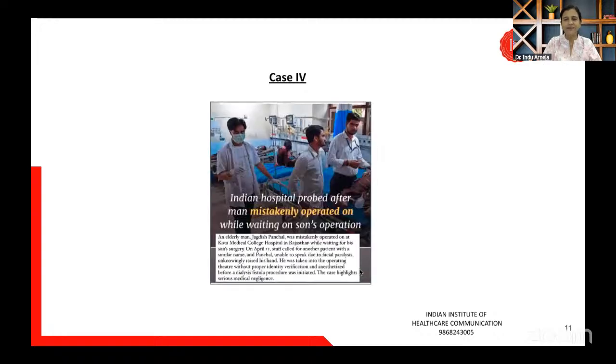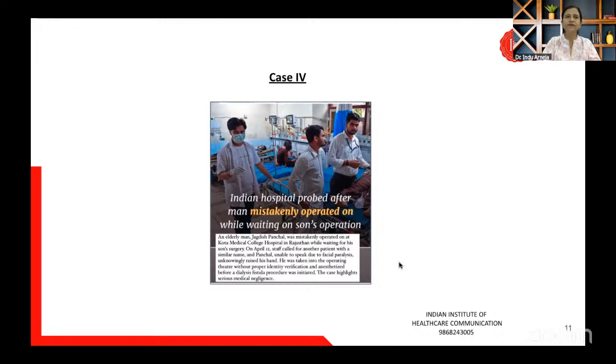This is a recent case shared by one of the participants from the program. I'm sure you must have seen this in Kota. The man had come with his son for the surgery of his son, and when his name was called, unfortunately, there was another patient who had the same name. When his name was called, he rose and he got up and he went, and he was mistaken for the patient, and he underwent the procedure. And unfortunately, this person had facial palsy and he could not speak properly, and probably was not even clarified and asked about his identity. And this is a recent case that happened in Kota.